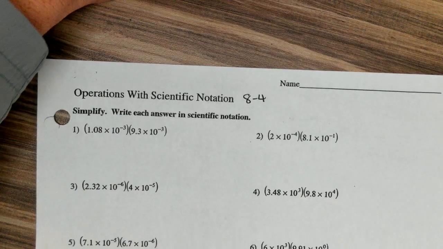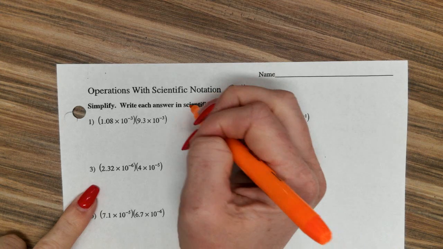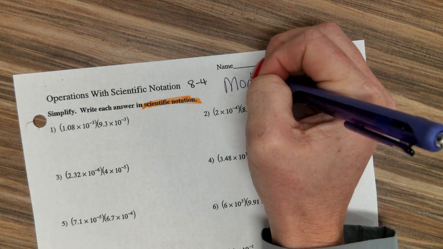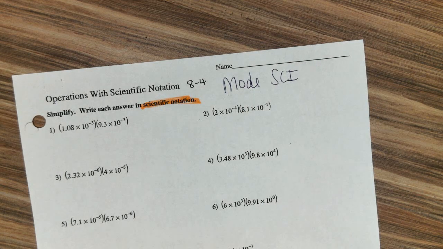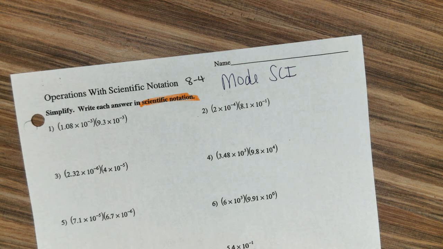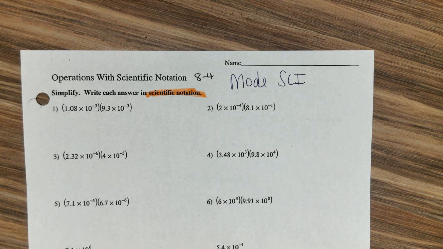Okay, put your name on it. This whole paper is wanting the answers in what form? So right at the top, you need to be in mode SCI. The calculator will do all of the work for you. Yes? So make sure you use your parentheses. Can you have negative exponents? Yes, this is scientific notation. And go ahead and do the whole thing, because the calculator's going to do it all for you. It shouldn't take very long at all. Do you have any questions?